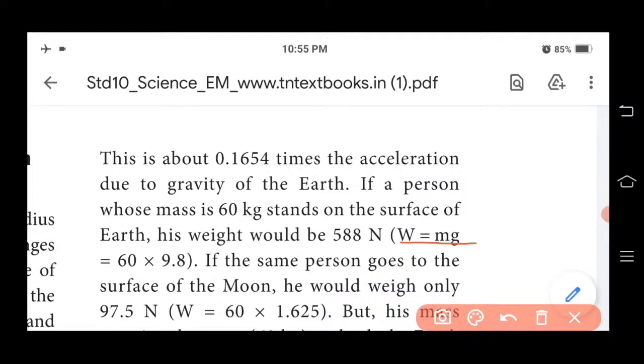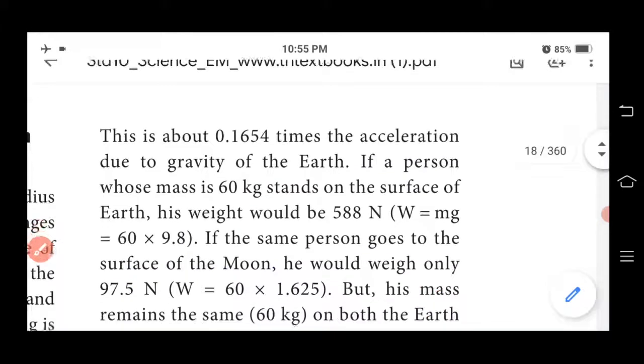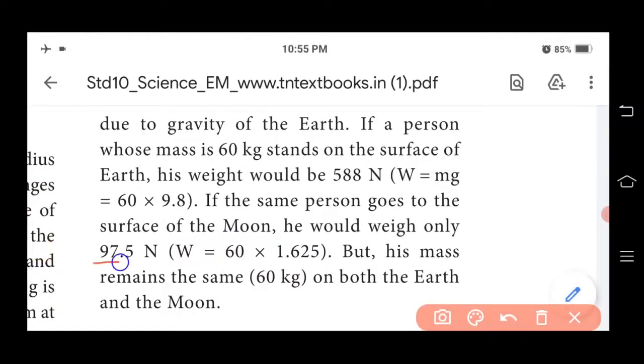If the same person goes to the surface of moon, his weight would be only 97.5 Newton. So 60 into, listen carefully, here you have to substitute the gravitational value of moon, so 60 into 1.625. But his mass remains the same. Mass will never change. So mass remains the same, 60 kg, on both earth and moon.